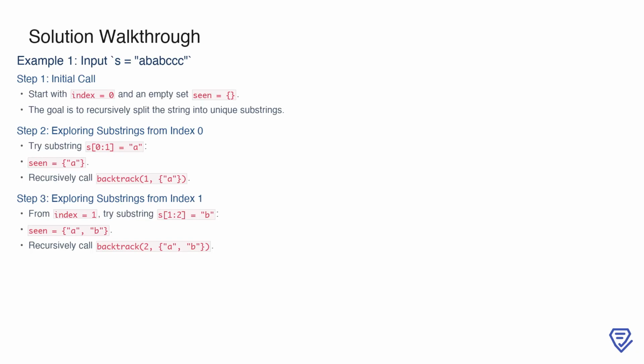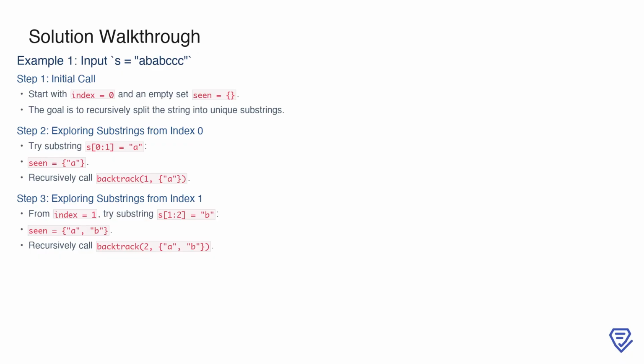Let's start by examining example 1, where the input string is ABAC. Initially, we begin at index 0 with an empty set called seen. The goal here is to split the string into as many unique substrings as possible. Starting from index 0, we first try the substring A, which is the first character of the string. Since it is not in the seen set, we add it and then make a recursive call to explore the rest of the string from index 1, now with seen containing A.